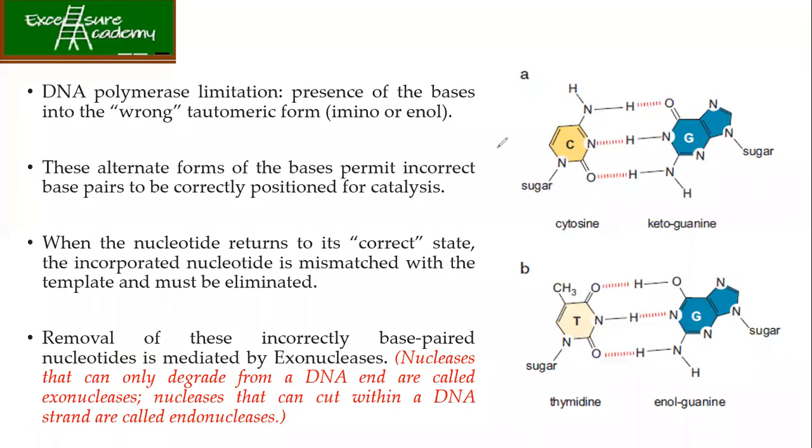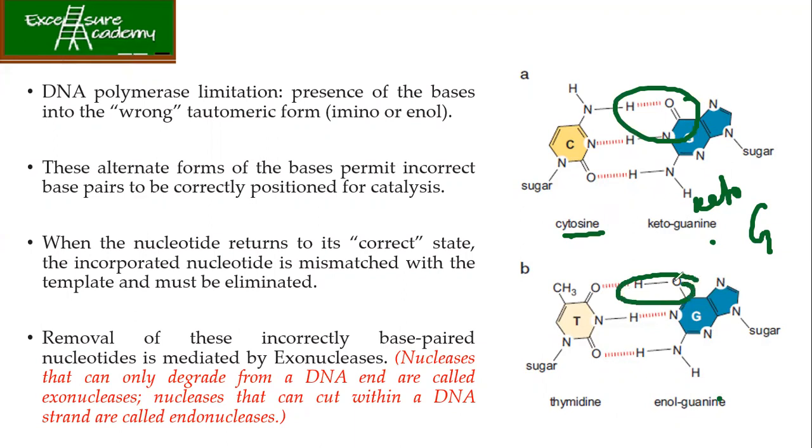So, in the tautomeric form, we know that cytosine pairs with G in the keto form. This is a keto form. Now, what happens if the guanine is in the enol form? Guys, can you see the difference between the keto and enol form in the structure? Here in the keto form you have the double bond O, whereas in the enol form you have OH, an alcohol, so we'll have OH over here.